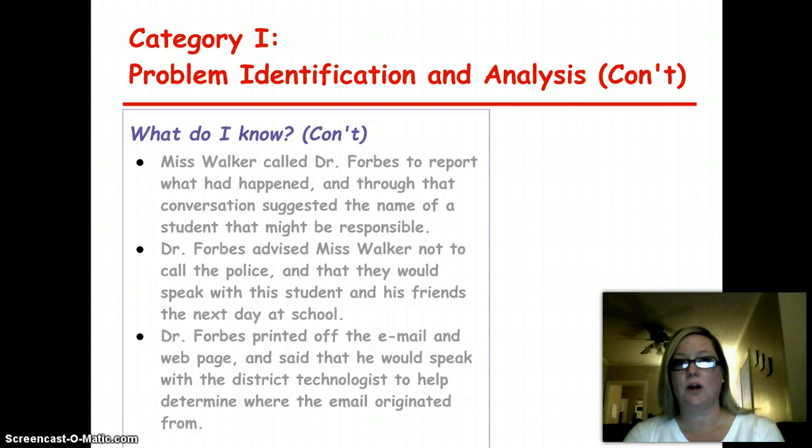I also know that Ms. Walker called Dr. Forbes after reading the email and seeing the comments on the website to report what had happened, and through that conversation suggested the name of a student that might be responsible. Dr. Forbes advised Ms. Walker not to call the police, though she was concerned that maybe she should, and that they would speak with the student and his friends the next day at school. Dr. Forbes also printed off the email and the webpage and said that he would speak with the district technologist to help determine where the emails had originated.